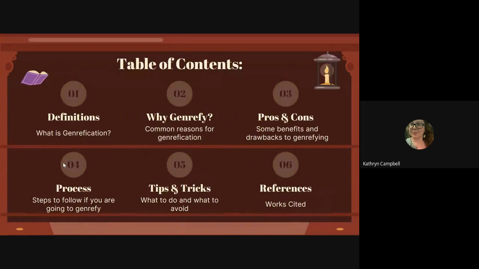So we're going to talk about some definitions. What is genreification? Secondly, why should you genreify your collections in your school library? Some common reasons. Section 3 is pros and cons, some benefits and drawbacks to genreifying. Section 4 is the process or steps to follow if you're going to genreify. And Section 5 is some tips and tricks, what to do and what to avoid when you genreify your school library collection. And then the end, Section 6, is my references or works cited section.